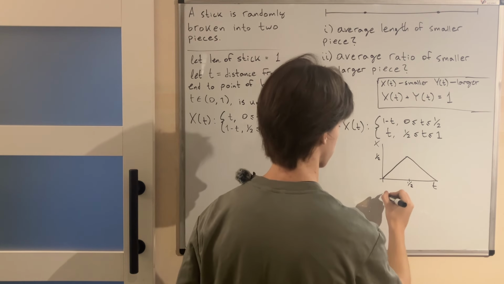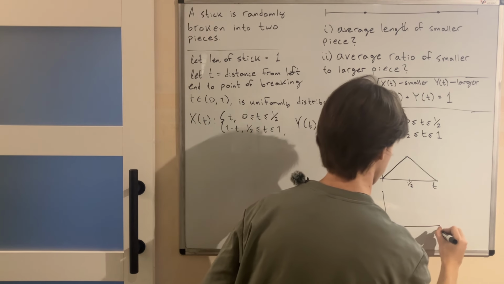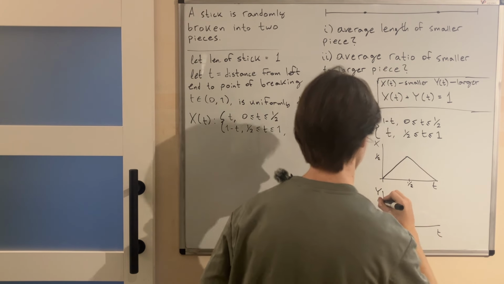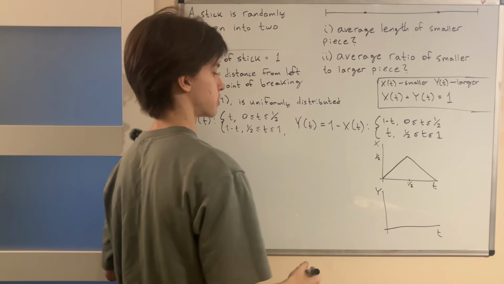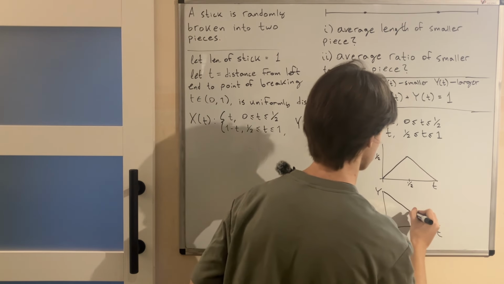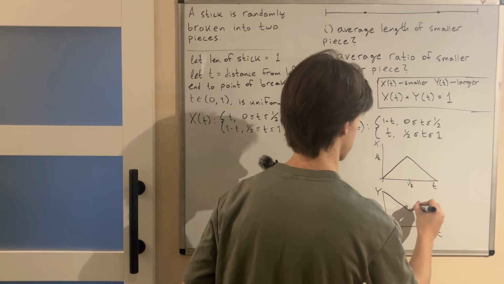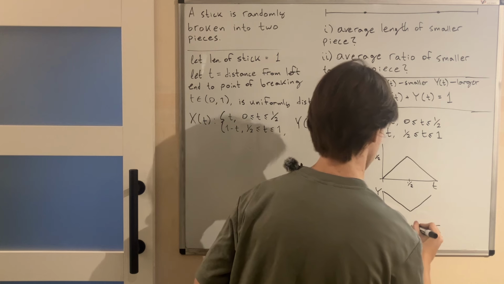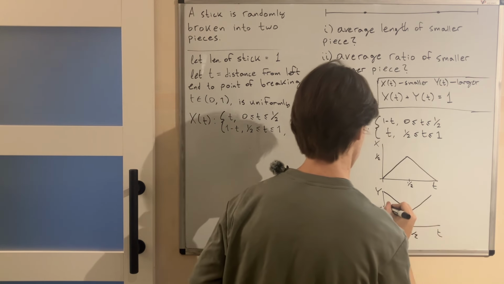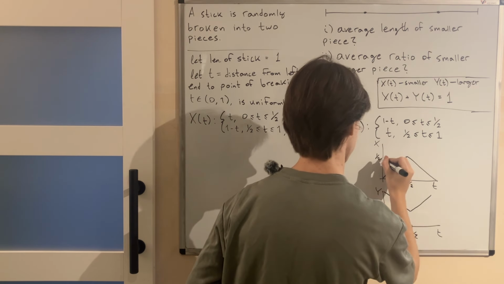And y is going to look much the same. So t here, y here. Notice 1 minus t when it's between 0 and 1/2, so like this. And then it goes back up like this. And this is again 1/2, and this is also 1/2.